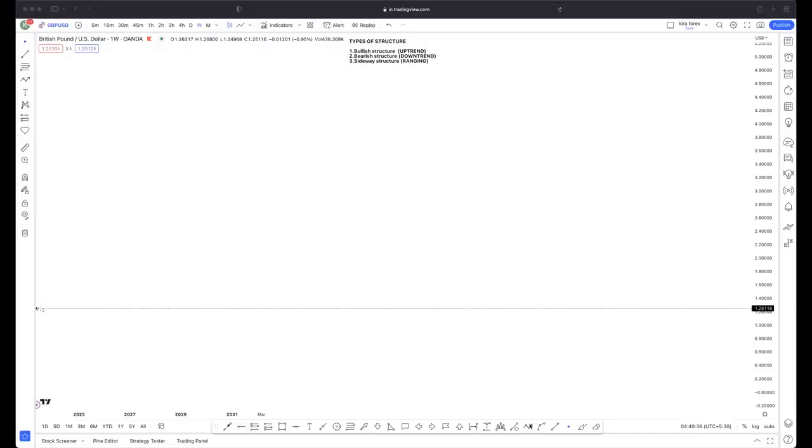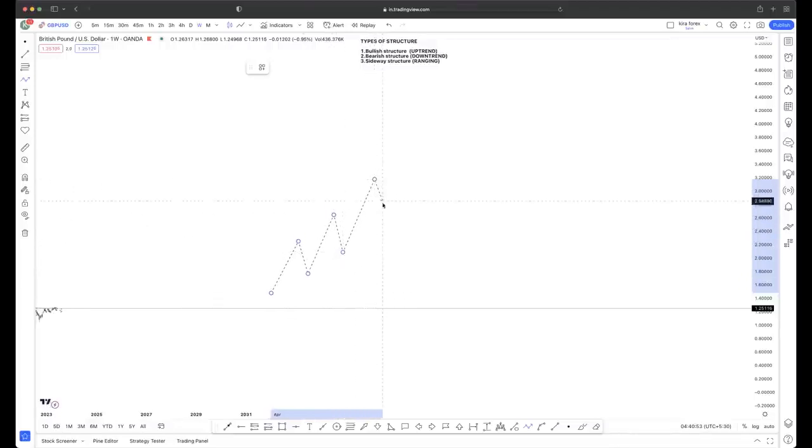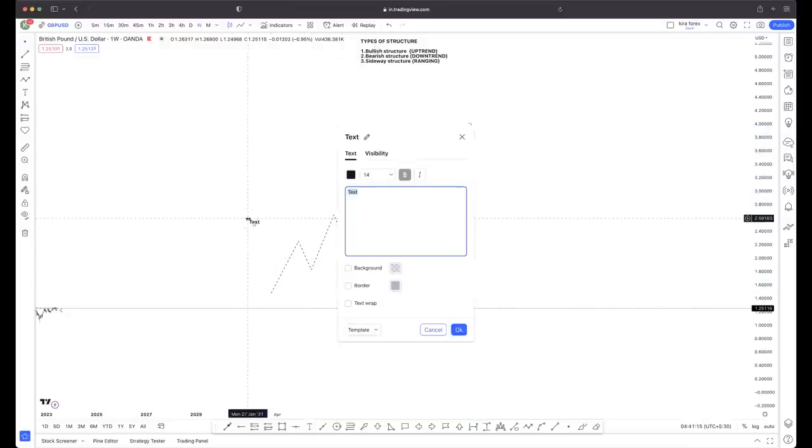Let's go straight to what a bullish structure or an uptrend market is. In an uptrend market, we have the formation of a series of higher highs and higher lows, higher high, higher low, higher high, higher low, and another higher high. So this is an uptrend market. Now let me type the letters in for you to understand it clearly.